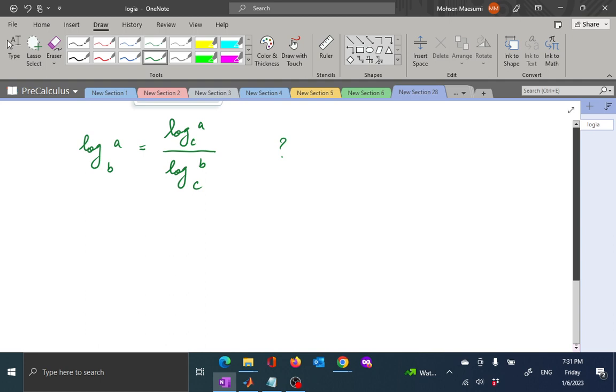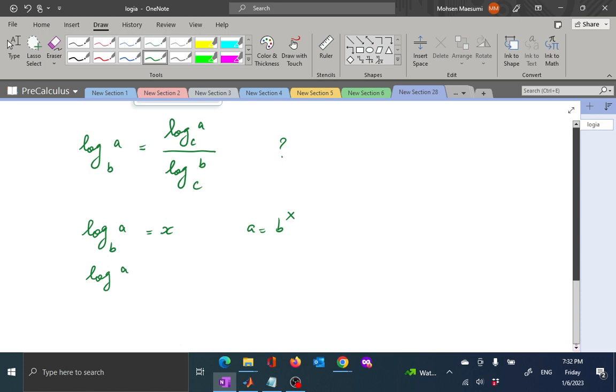Let's try to dig a little bit. So when we write logarithm of a in base b, let's call it x, number x. What does that mean? It means a is b to the power of x. You remember from the definition of logarithm. Same with all of them.